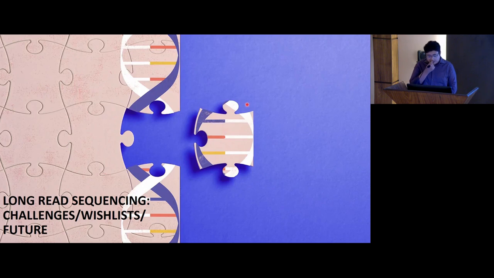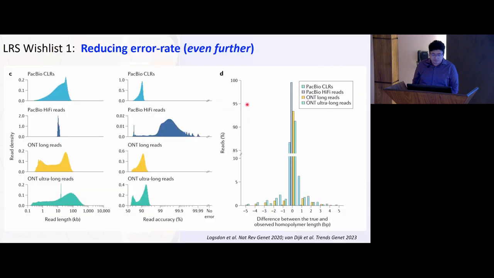So finally, we'll finish with a few challenges and what we wish for from this technique so far. First is reducing the error rate even further. We know that PacBio HiFi reads are consistent in read length and have a higher accuracy as compared to Oxford techniques so far. This is a 2020 plot, I think. Oxford techniques have improved in their accuracy, but we still want them to further improve their error rate, to be really there with Illumina benchmarks.